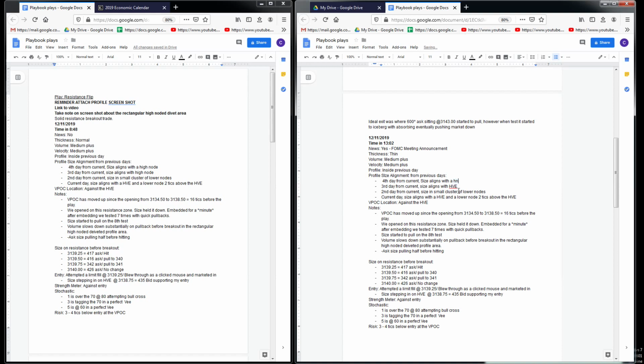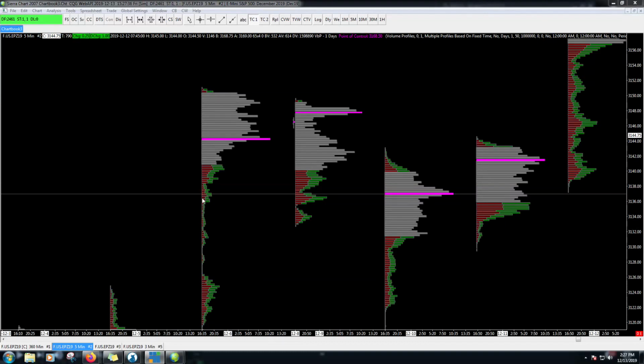And I think what I'll do is start abbreviating everything. So we'll have high node abbreviated. Okay. So the second day, which if we look, and this is where you see the high node right here. This is my high volume edge for the third day. The second day is on the VPOC.